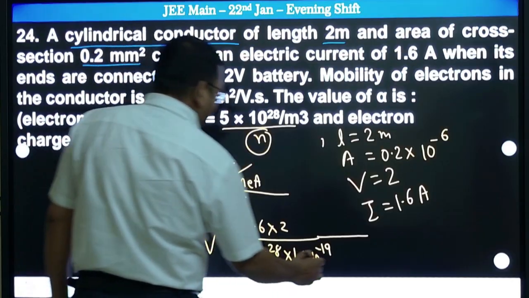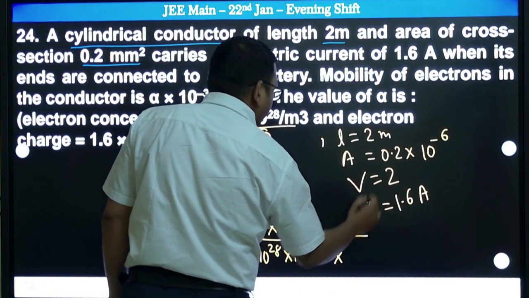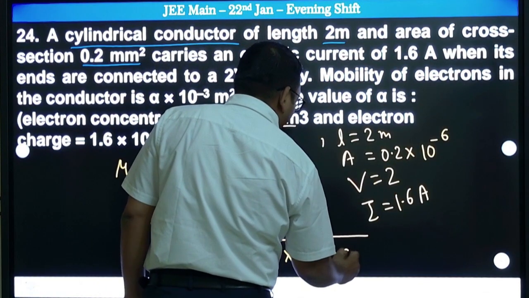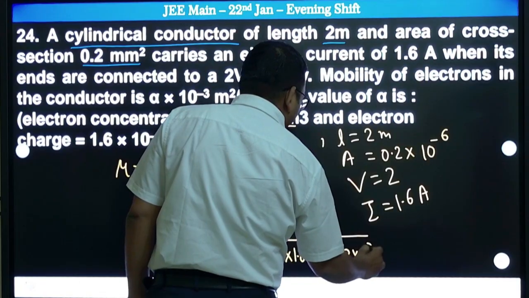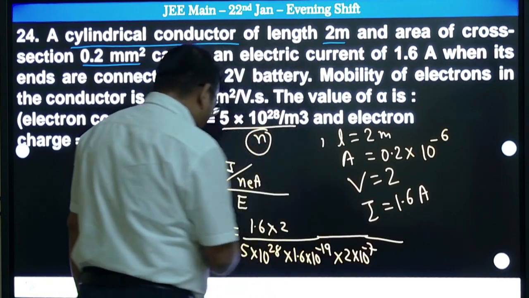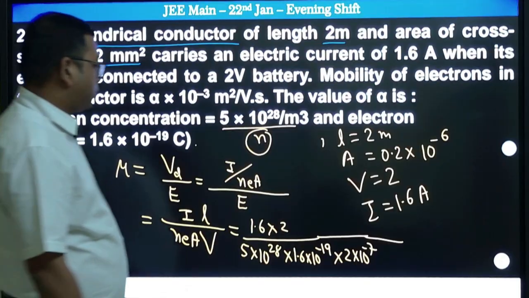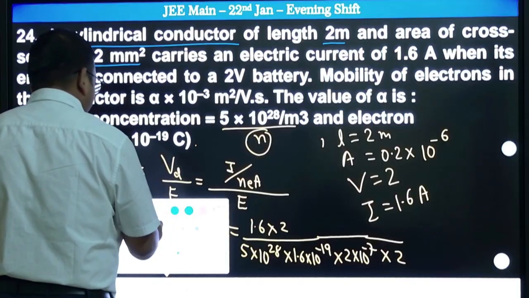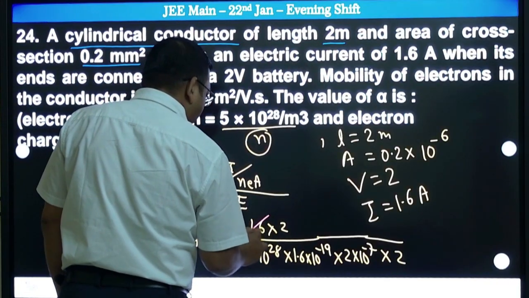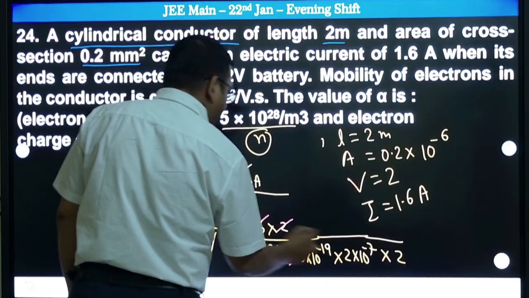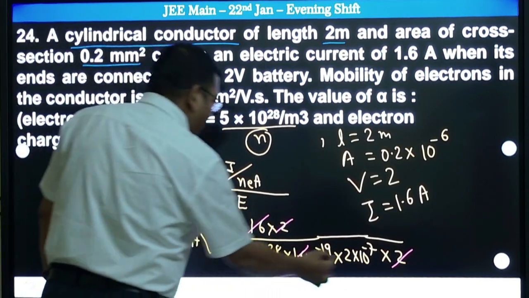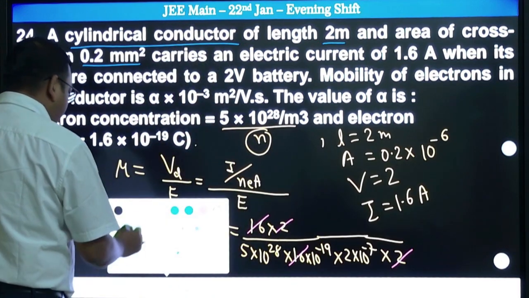Then area. Area is how much? 0.2, or you can write it as 2 into 10 power minus 7. Then multiply with the voltage. Voltage is 2, so do this calculation. So you can cancel out 1.6 very easily. This 2 will get cancelled easily. So in the denominator 5 into 2, 10. Everything will come in 10 to the power.